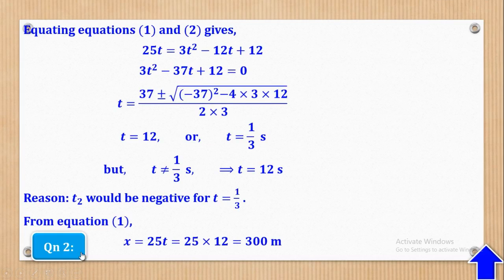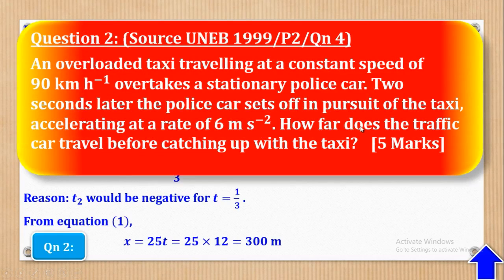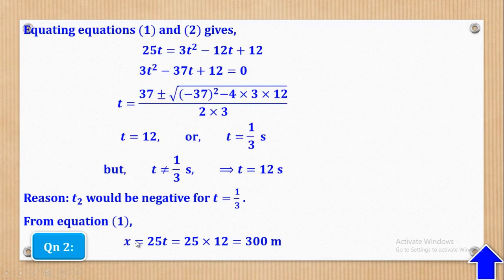So basically, that's what they wanted in the question, because they asked how far does the traffic car travel before catching up with a taxi. So the traffic car travels at distance x, and x was given, and x is 300 meters. So basically, that's how the question was supposed to be answered.